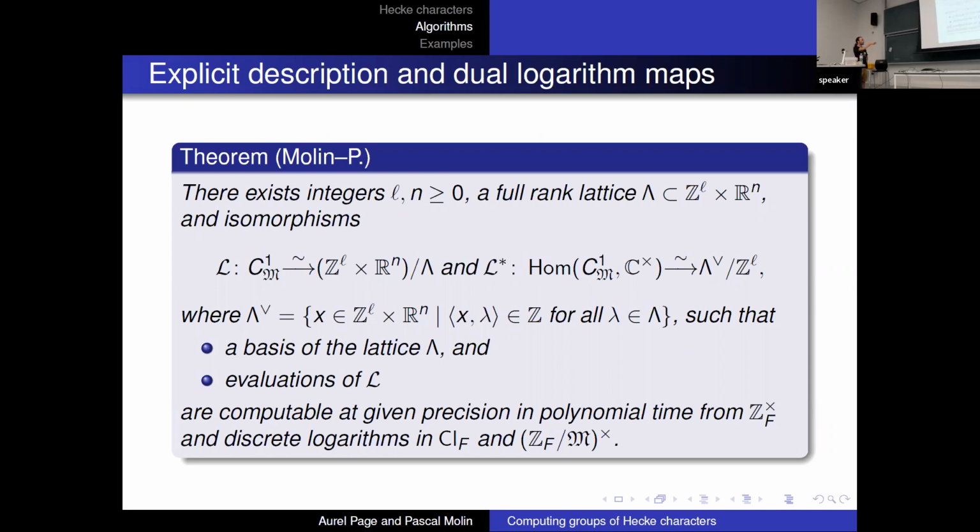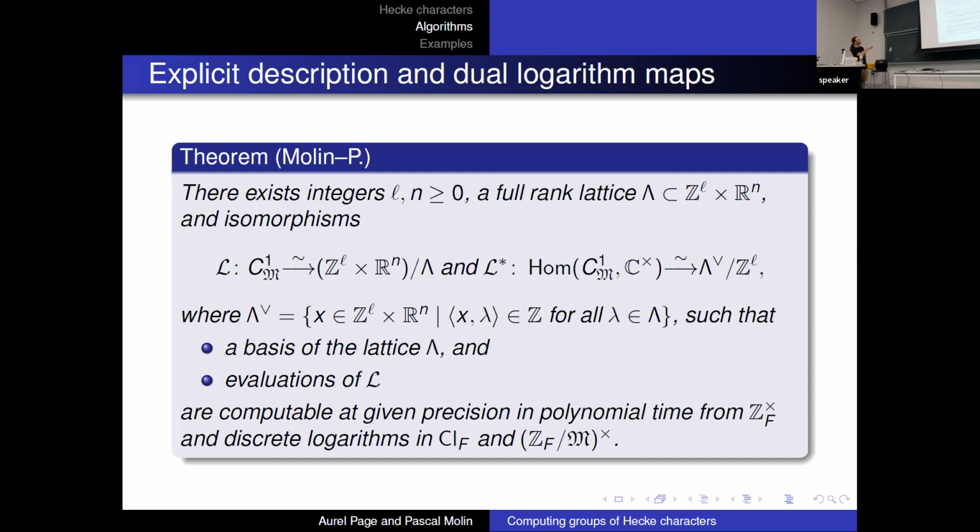And so this map we will be able to compute only approximately, because there are real values there that typically take transcendental values. There will be logs of algebraic numbers, things like this in there. But the point is that we can compute a basis of this lattice and evaluations of this log map L at any given precision in polynomial time from the units, discrete logs in the class group, and discrete logs in these finite rings that appeared before.